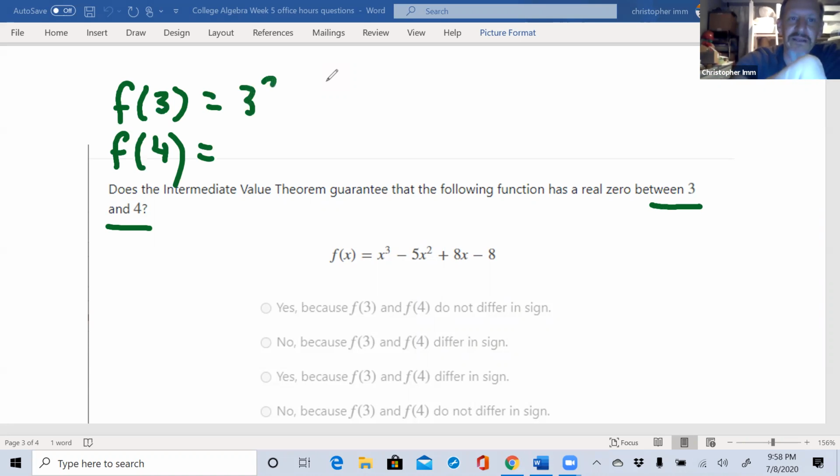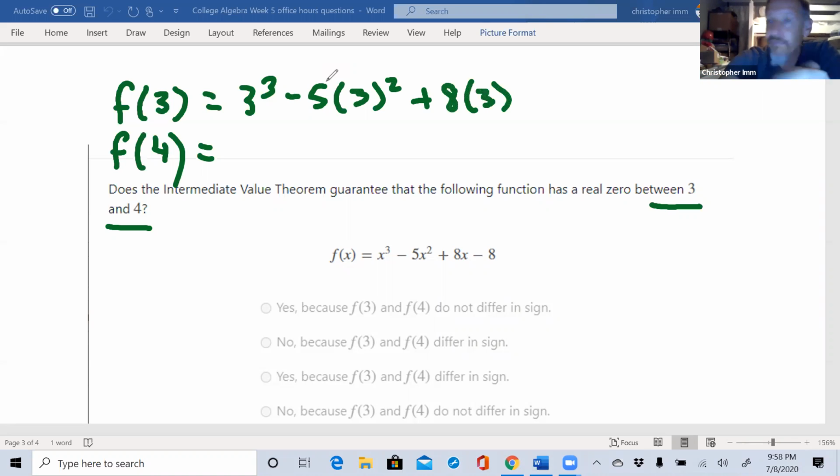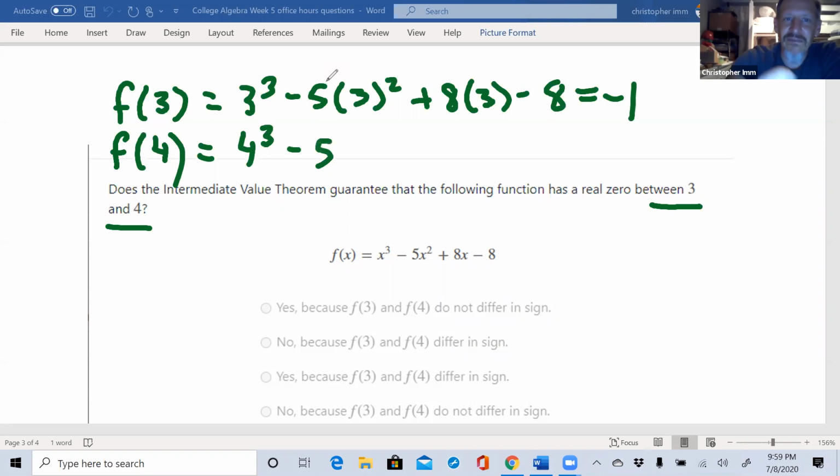So I would have 3 cubed, that's 27, minus 5 times 3 squared. That's 9 times 5, 45. 27 minus 45, negative 18. Oh wait, negative 18 plus 24. That's going to be a positive 6. Minus 8. Okay, so positive 6 minus 8. That should be negative 2. All right, I'm going to do the same thing here, but I'm going to use my calculator because that was a little scary for me.